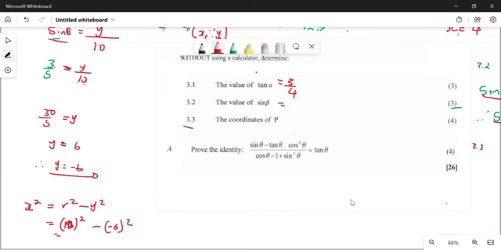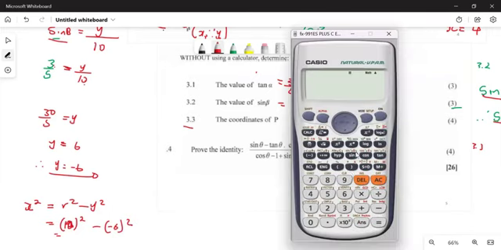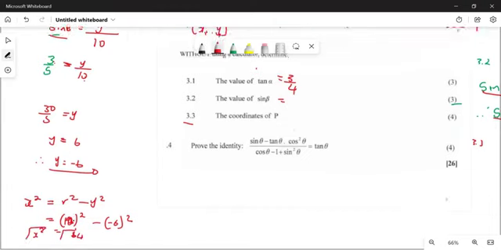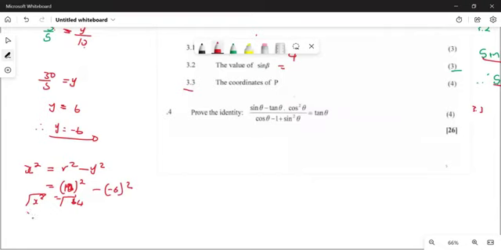And then if you type this in your calculator, 10 all squared minus 6 all squared, it gives us 64 again. And then X is going to be equal to the root of 64. We have a plus and a minus. Which one should we take? A minus. Minus 8.